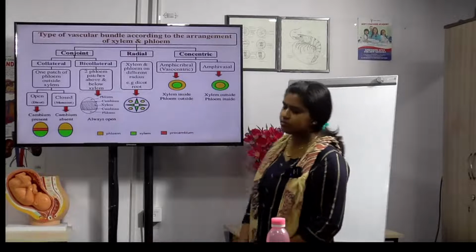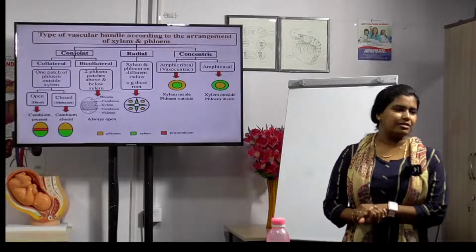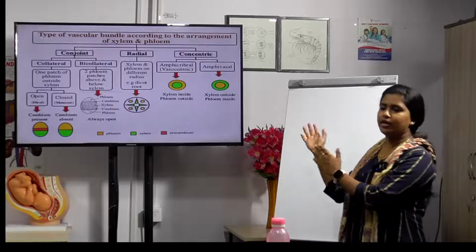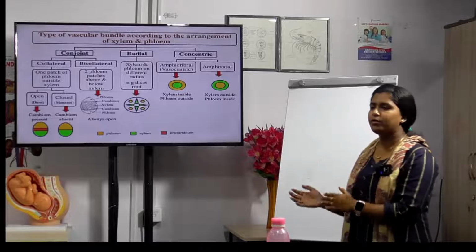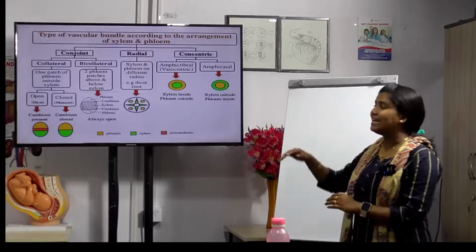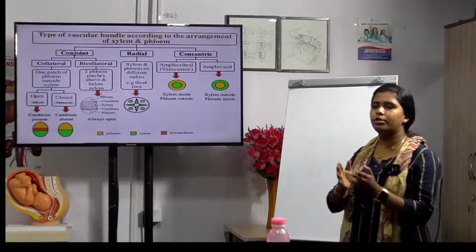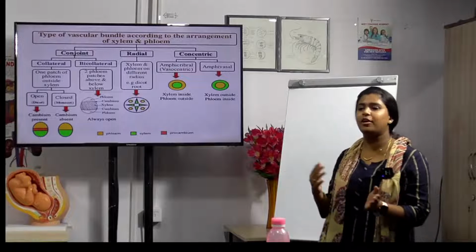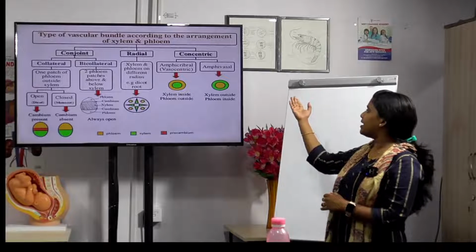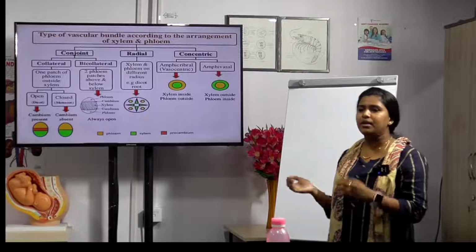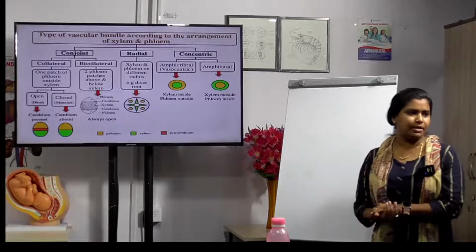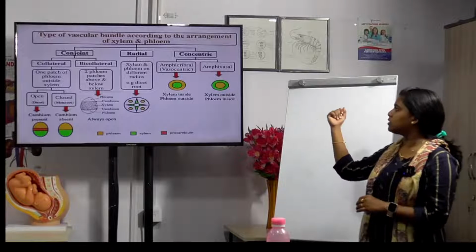Okay. These are the types of vascular bundles. The first ones are conjoint, radial and concentric. Conjoint means the xylem and phloem are placed on the same radius. Radial means xylem and phloem are opposite to each other or alternate with each other. Xylem and phloem will be alternate. Whereas in concentric, one vascular bundle is surrounded by another vascular bundle. That is known as concentric.